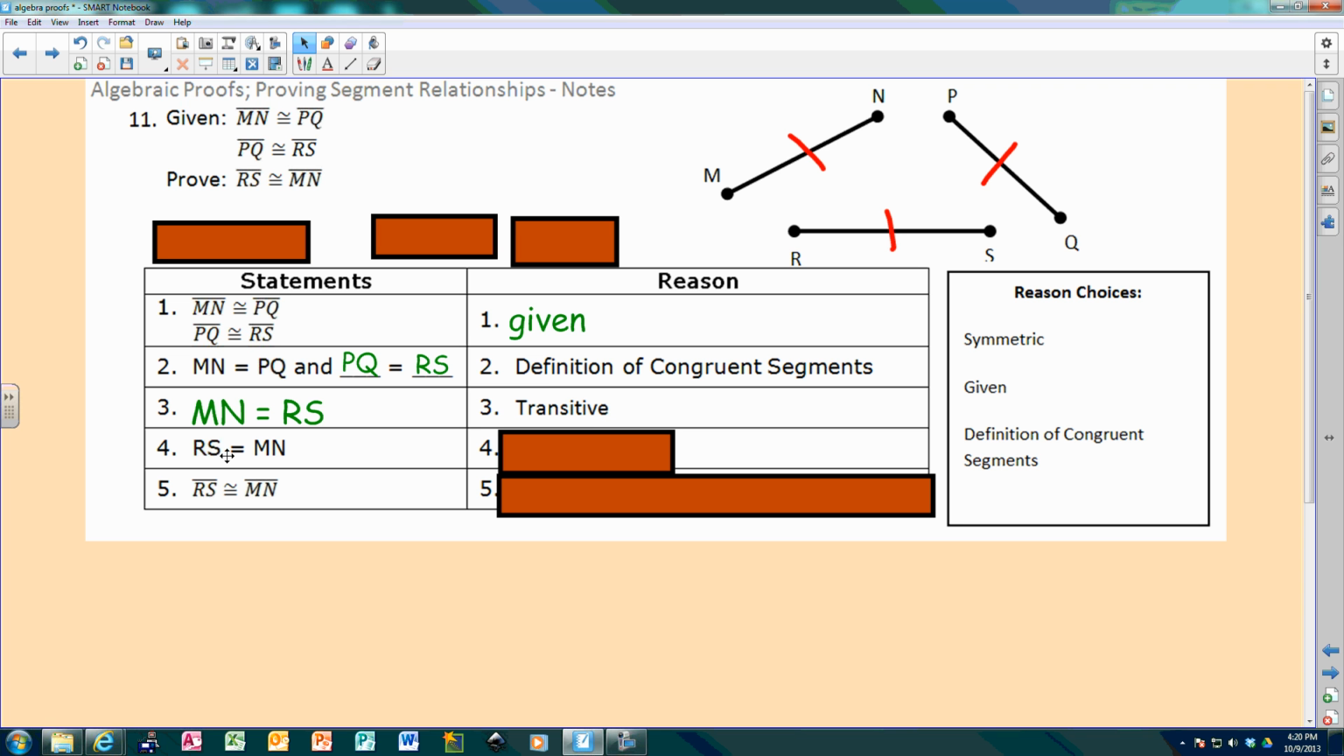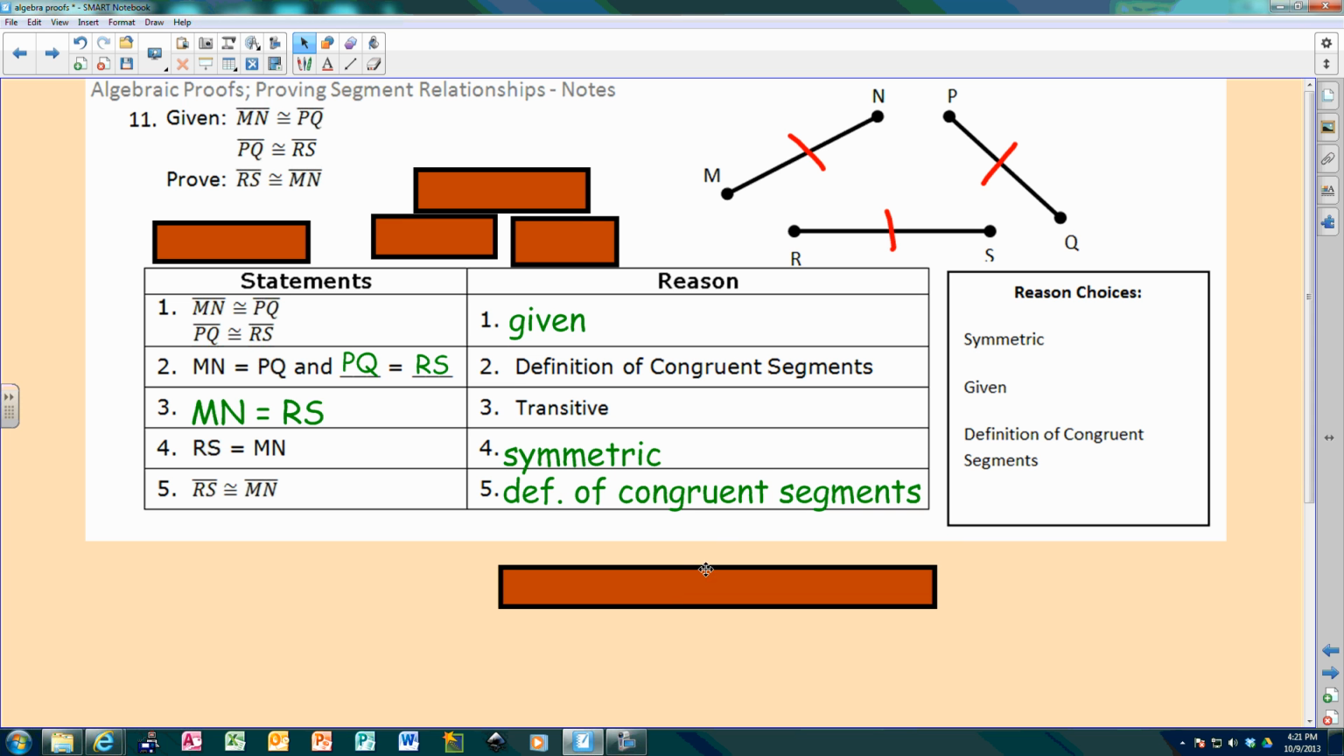Now, RS equals MN, I just flipped those two, didn't I? So that is called the symmetric property, when you reverse the order. Now I'm going from RS equals MN to RS is congruent, so I'm giving everybody their hats back. So remember that definition when I took their hats away? It's the same definition when I give them their hats back. Definition of congruent segments.